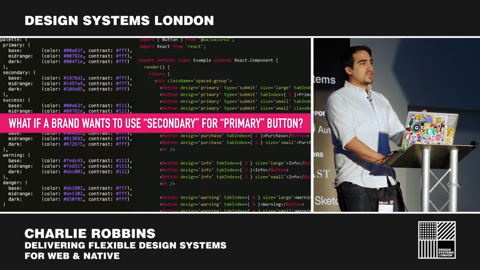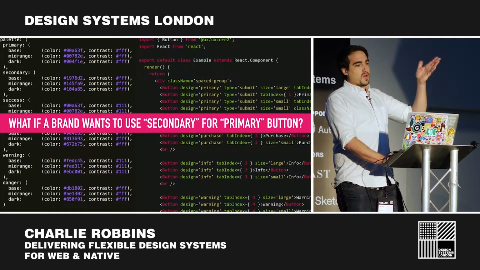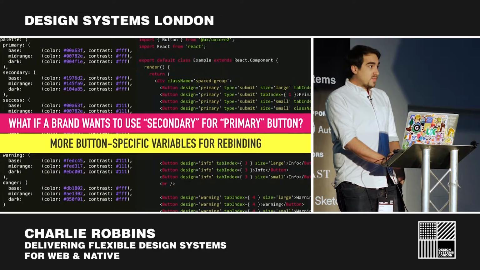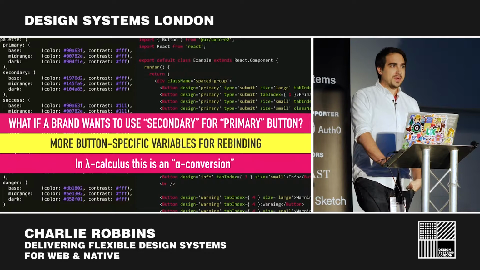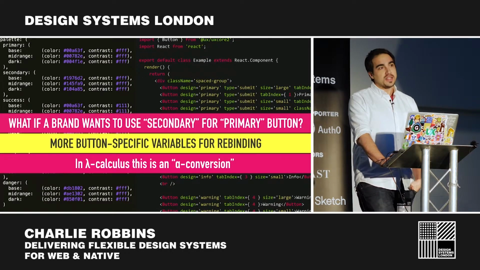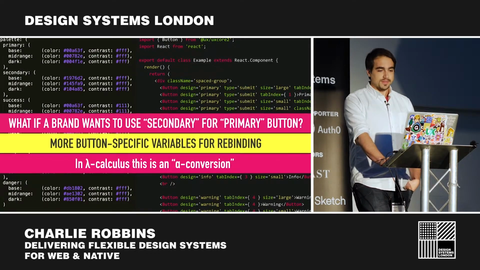You have to then introduce another set of variables for all of those buttons. Seems pretty obvious. We all get it, because we all get lambda calculus as sort of an intuitive thing. This is an alpha conversion in lambda calculus. So when people say CSS is Turing complete, this is some of the stuff they're talking about.